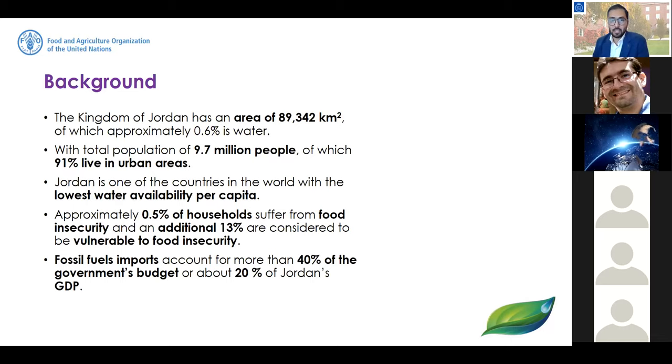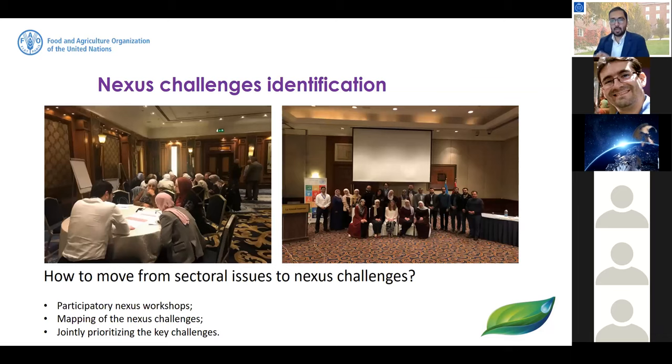When we look at the energy, it's another challenge that the government of Jordan is facing, because it relies on fossil fuel imports, and this consumes about 40% of the government's budget, or 20% of the national GDP. So now, again, how to move from the sectoral perspective and challenges to the Nexus perspective. Here, again, we implemented the same approach: a participatory workshop and mapping of different Nexus challenges, to reach the level where we identify the priority challenges and key actions that we would like to take in the next steps.